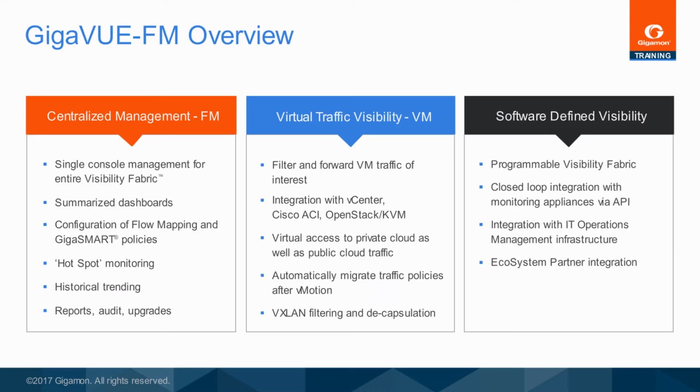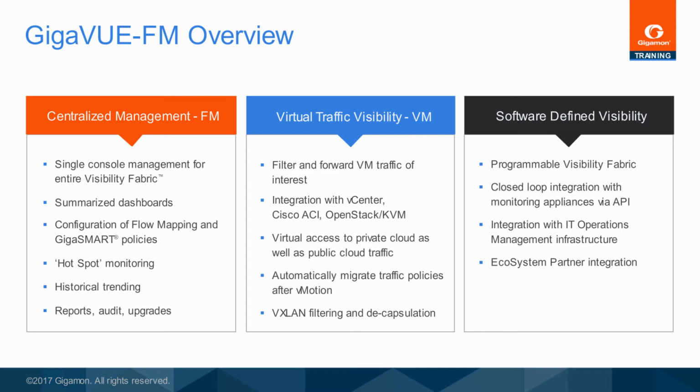GigaVUE-FM stands out as a simplified and easy way to establish and control traffic distribution from the production network to monitoring and security tools. By sending the right traffic to each type of tool, this centralized resource assists in obtaining the highest level of performance from each tool, while simultaneously ensuring that all traffic of interest reaches the right tools despite increasing traffic volumes.